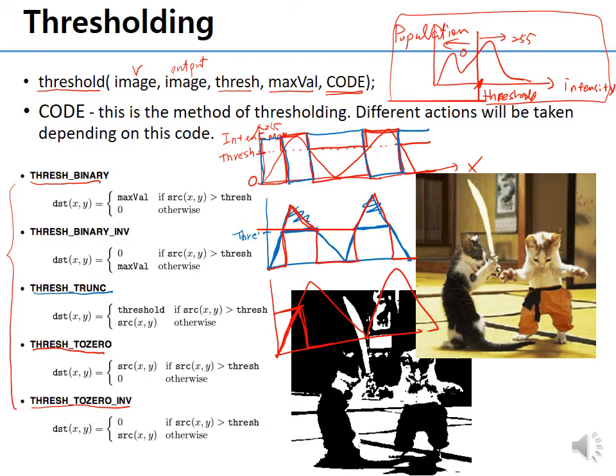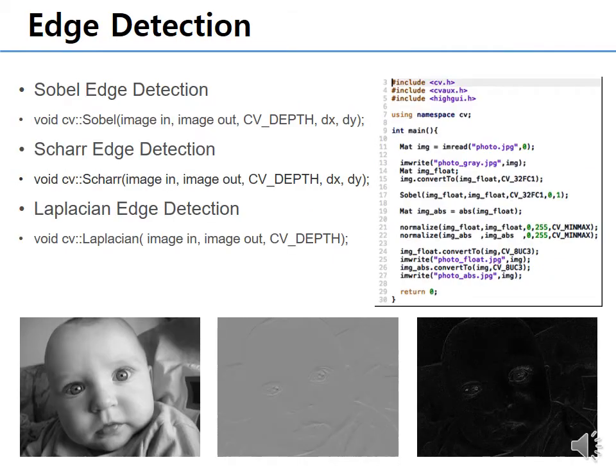Threshold to 0 is: if the value is greater than the threshold, it keeps its original value, and if it is less than the threshold value, it becomes 0.